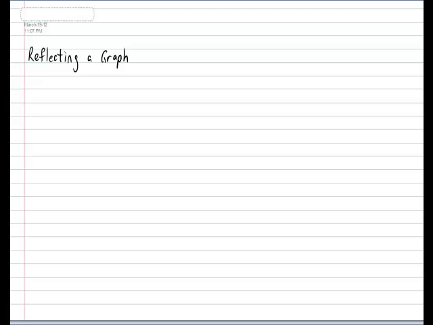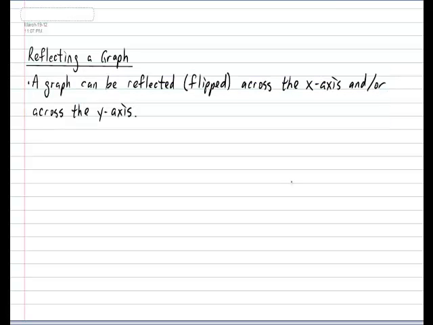Hi everyone. Today we're going to be looking at what is meant by reflecting a graph. Just like an object on a Cartesian plane, a graph can also be reflected. So, in today's subtitle, please put down reflecting a graph. In many cases, a graph can typically be flipped across either the x-axis or across the y-axis, or sometimes even both at the same time.